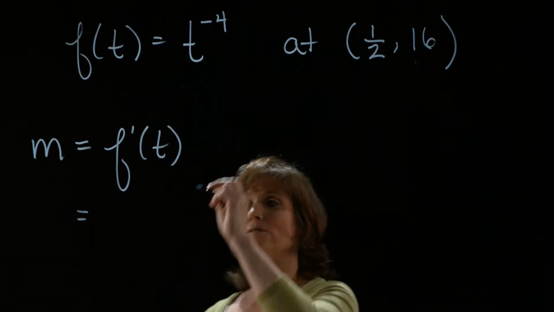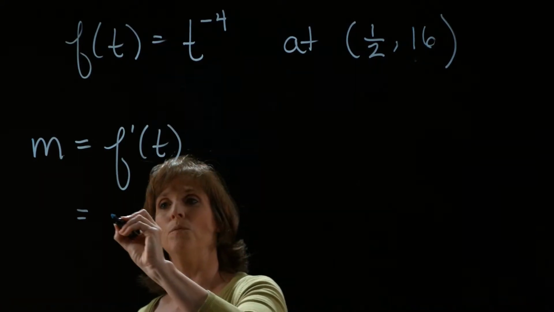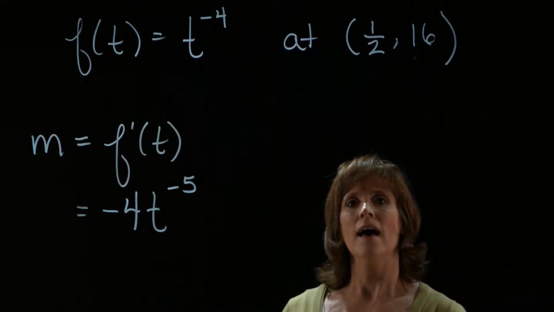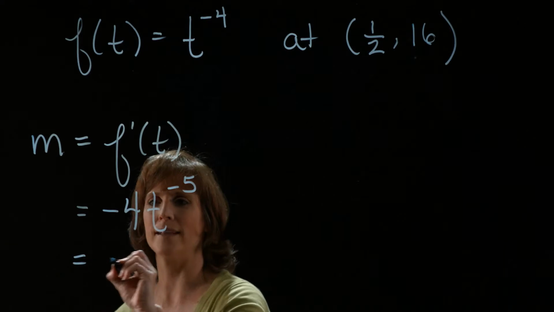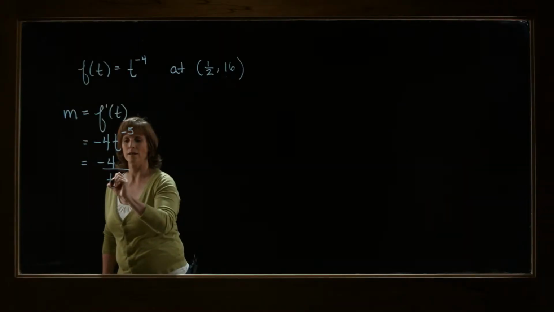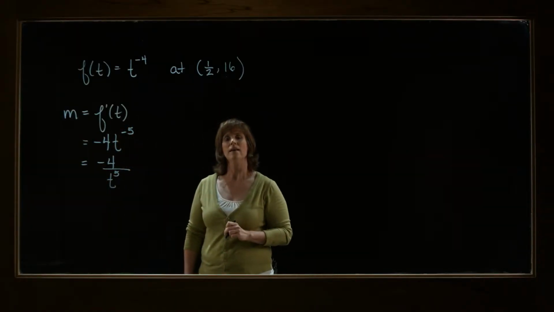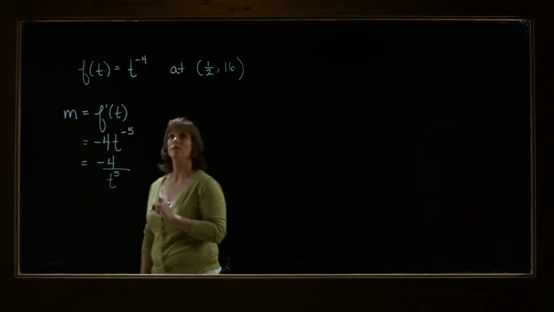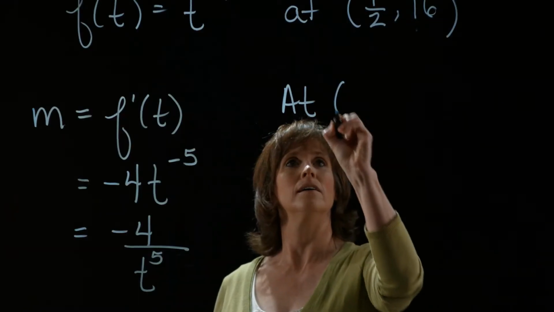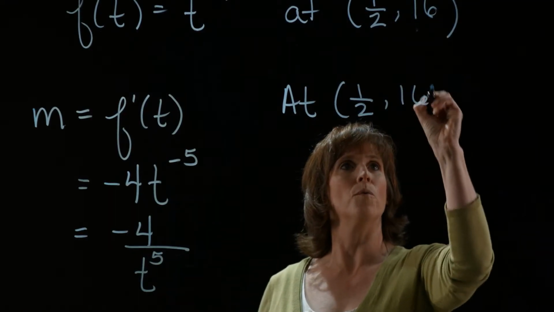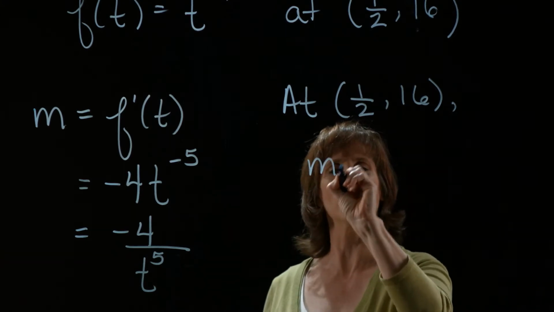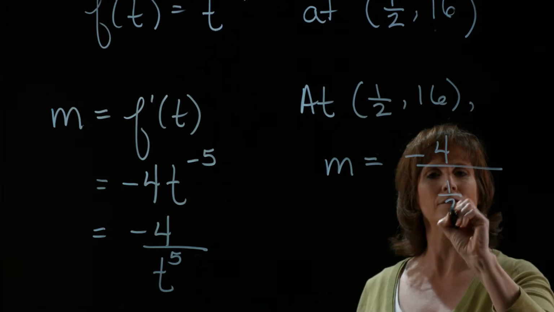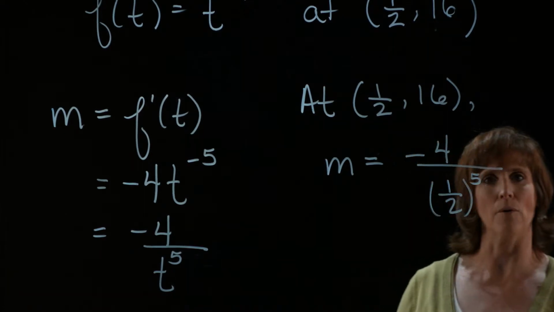Using our basic rules, I know that the derivative of f of t will be minus 4t to the minus fifth power. And with a little algebra simplification, we can write this as minus 4 all over t to the fifth. Now we want to find out what happens at the point (1/2, 16). So at the point (1/2, 16), the slope will be negative 4 all over (1/2) to the fifth power.